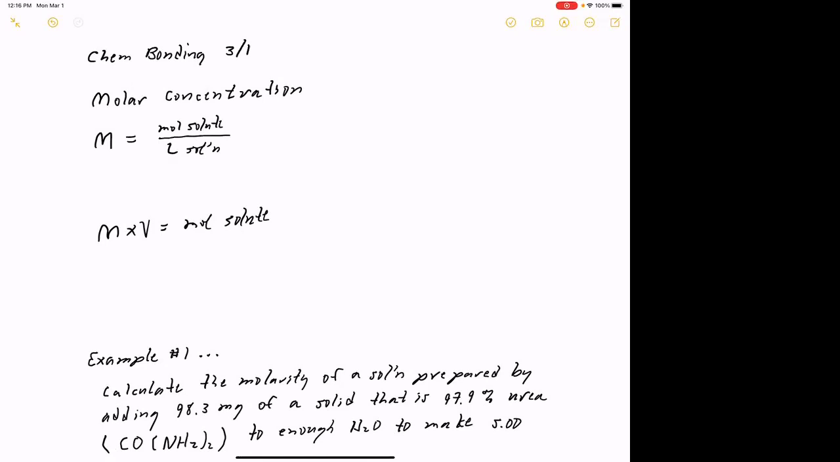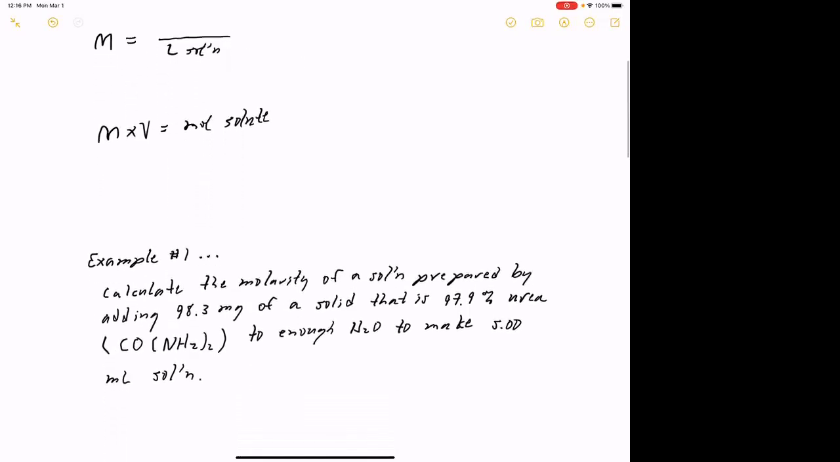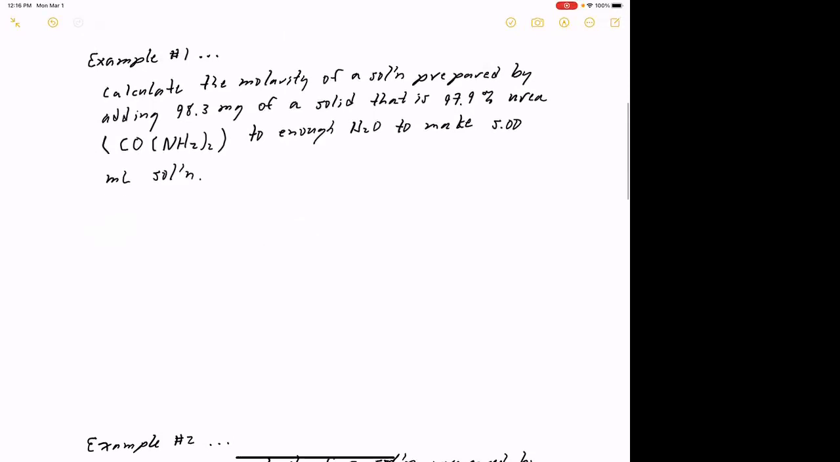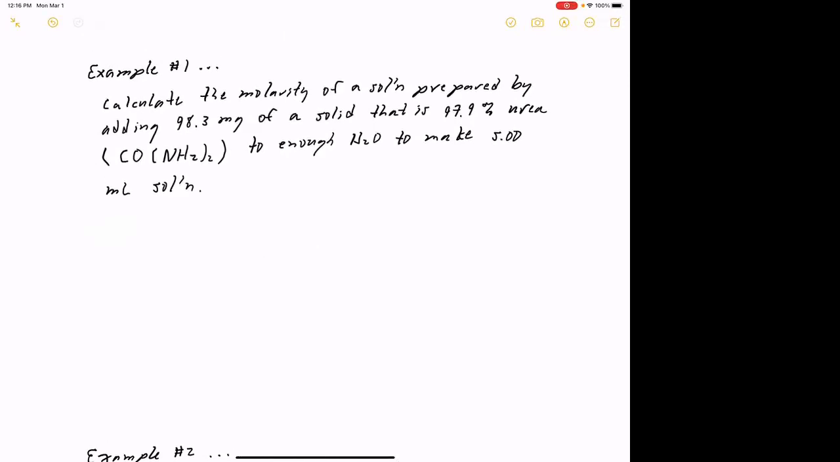Let's just look at a few simple examples here. Example number one, I'll give you guys a moment or two to copy it down while I read it: we want to calculate the molarity of a solution that we're going to prepare by adding 98.3 milligrams of a solid, and that solid is 97.9% urea by mass. And I give you the formula of urea there. So it's a solid, but that solid is not pure. It's urea with a little bit of impurity in it.